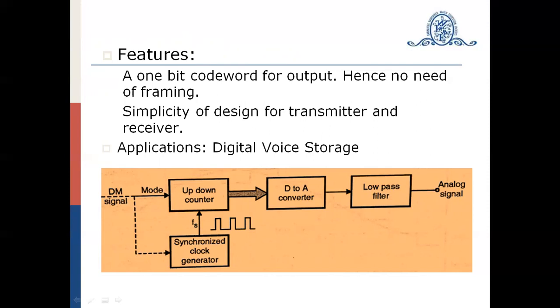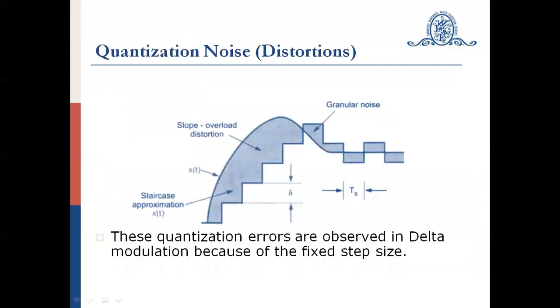Then it can be used for some type of digital communications also. Now let us have a look at the distortions which are present in delta modulation. That is one, quantization noise, and you can find two quantization errors here: the slope overload distortion as well as granular noise. So this is slope overload distortion, and this is granular noise.